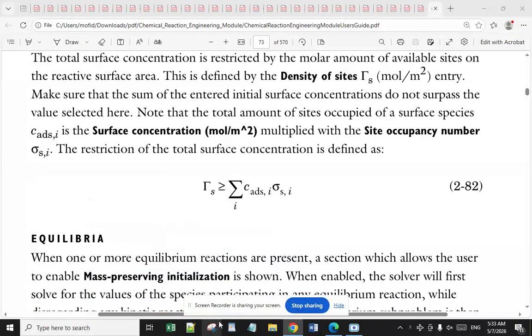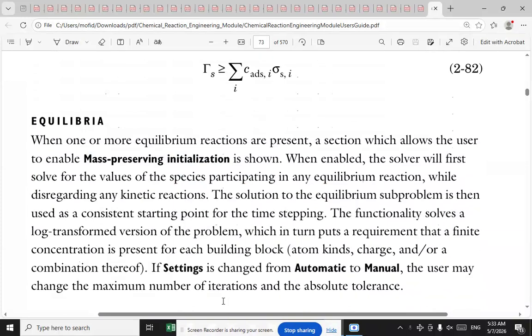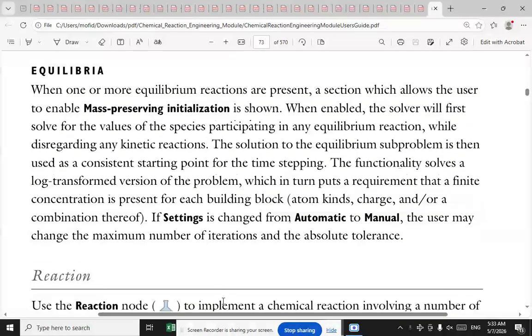In the name of Almighty God, I'm Master Sankoshi, and today I want to talk about the Chemical Reaction Engineering module, and the section is Equilibria, that I want to have a literature about it.